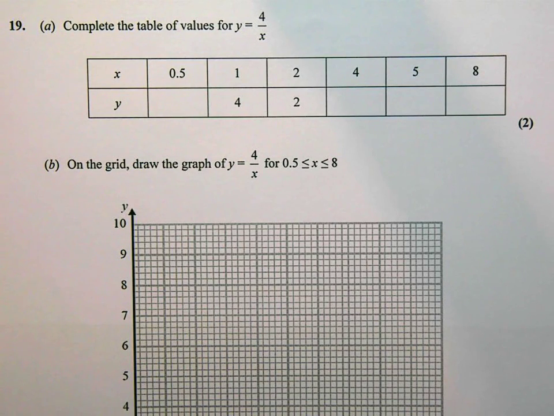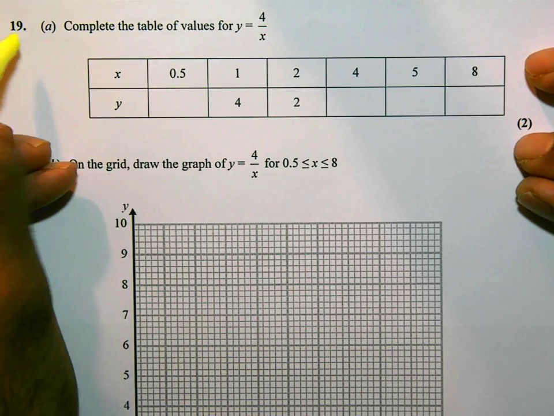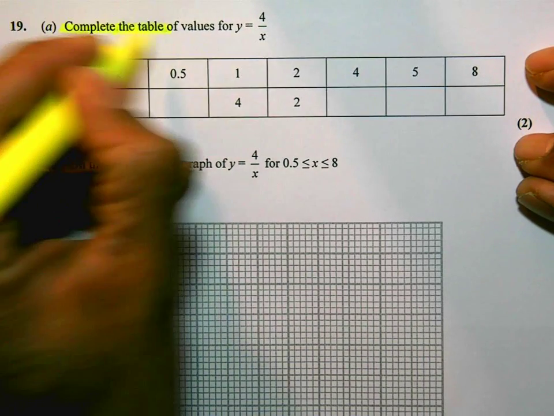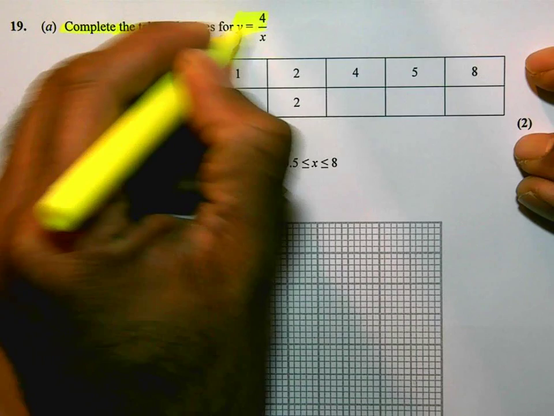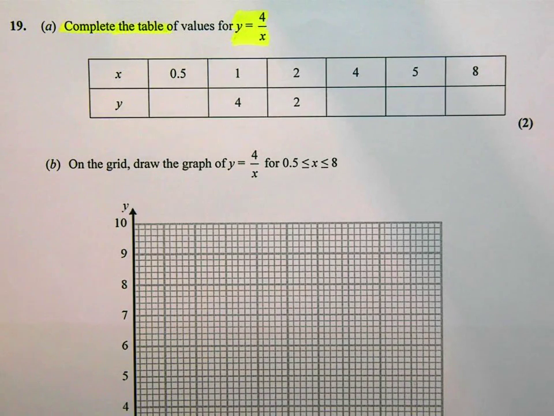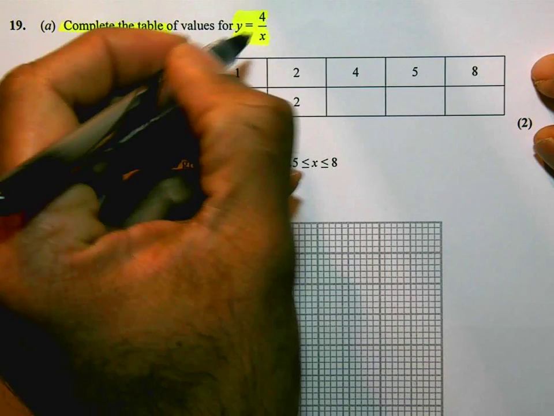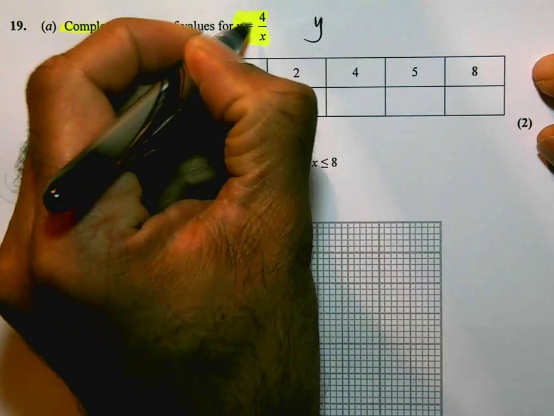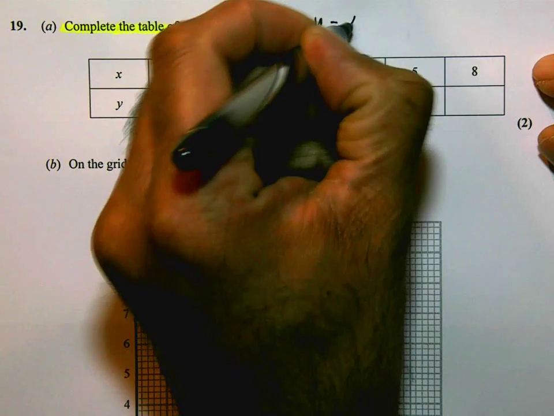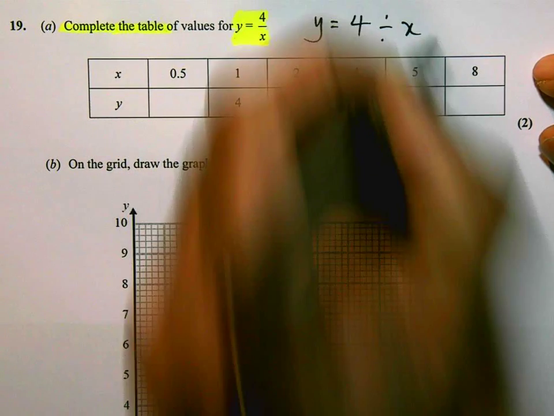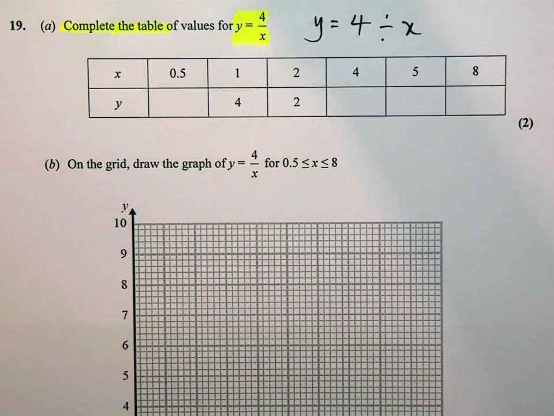This is question number 19 on the November 2014 non-calculator paper. So part A simply says complete the table of values for y is equal to 4 over x. Now it's really important that you understand what this equation means. 4 over x basically means 4 divided by whatever x is. Okay, so we need to work that out as we go forward.